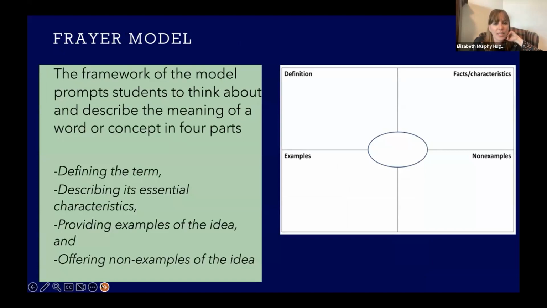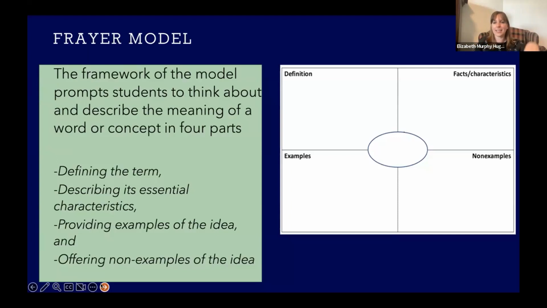Oftentimes when I'm talking to teachers, they're familiar with the Frayer model, or they're familiar with using a graphic organizer such as this to talk about and write about mathematics vocabulary or concepts as well. So I'm not going to go into what you do in each box. It's kind of self-explanatory. What I will say is that I think it's super important, and research shows it's super important, that you teach students how to engage with this.